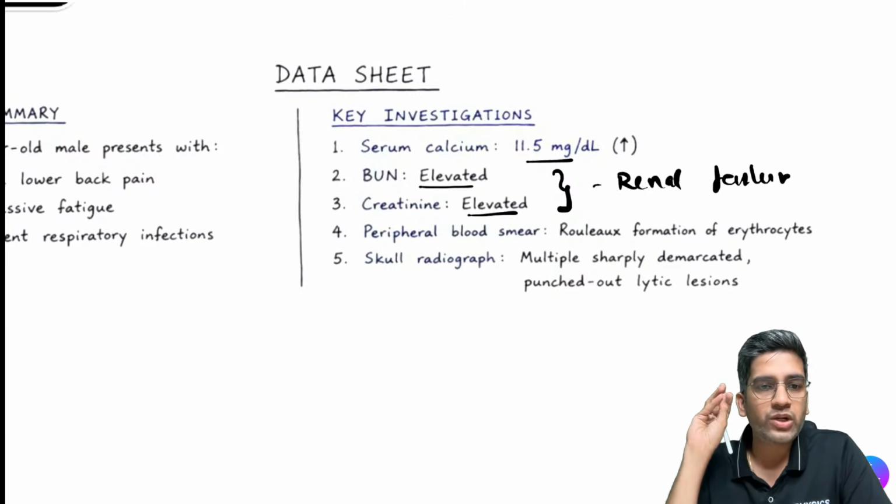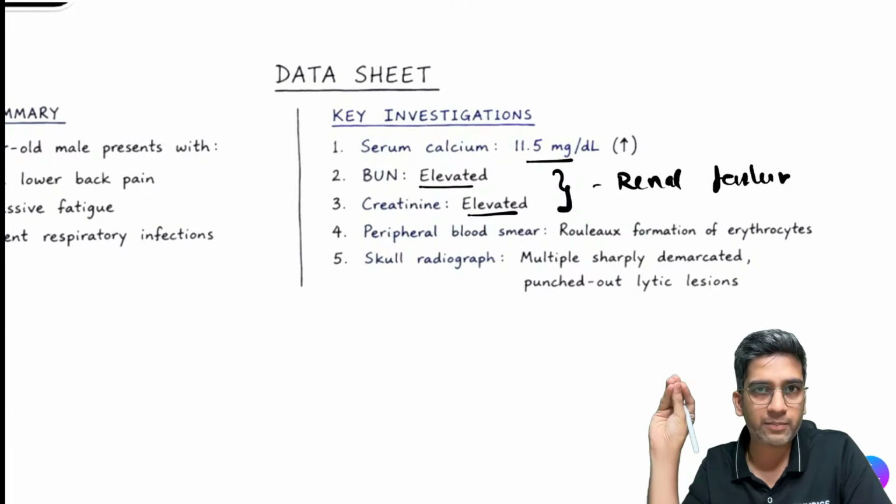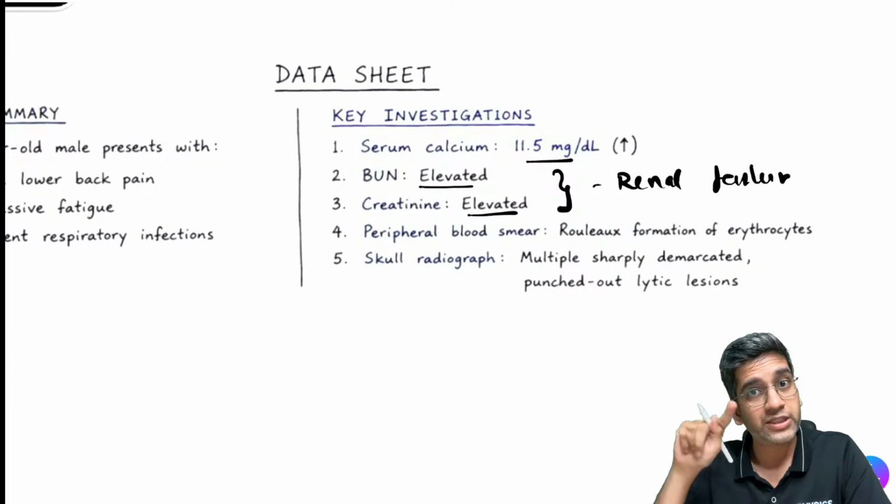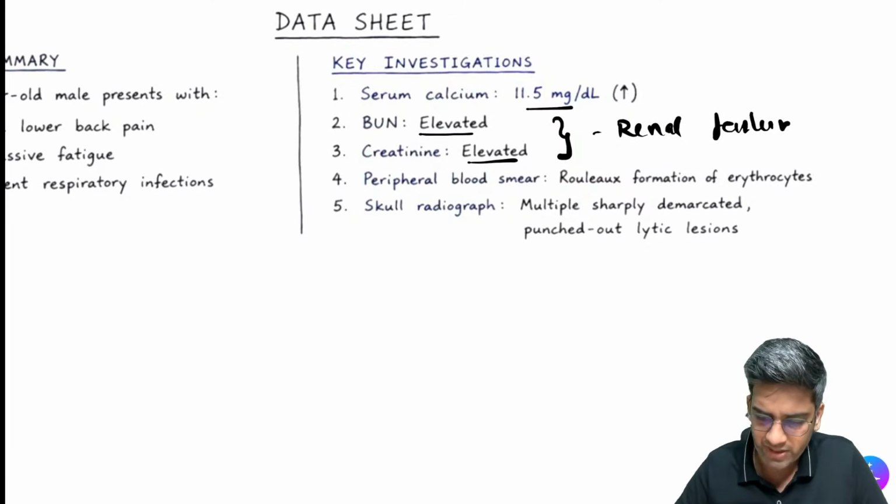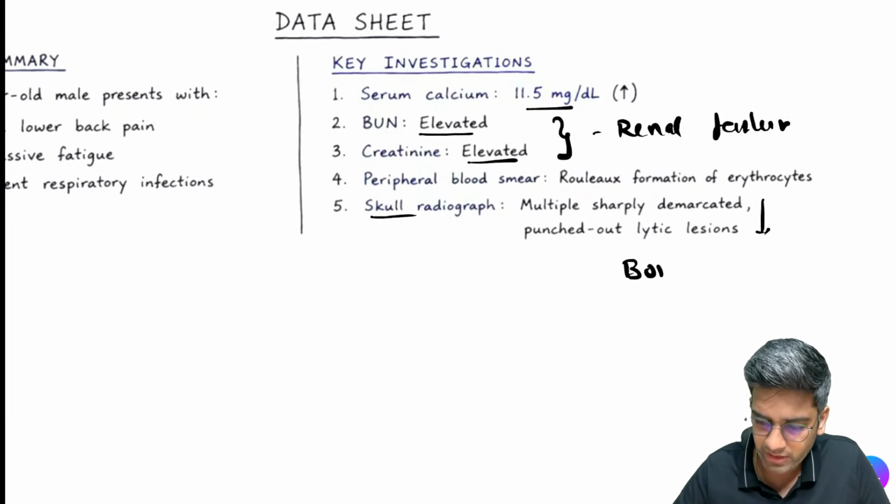Can anyone tell me what is the reason for Rouleaux formation in case of a multiple myeloma? That could be a reasoning why question. I'll come to the answer soon, right? Rouleaux formation is there, and skull radiography shows multiple lytic lesions. Here, you can write bony lesions.